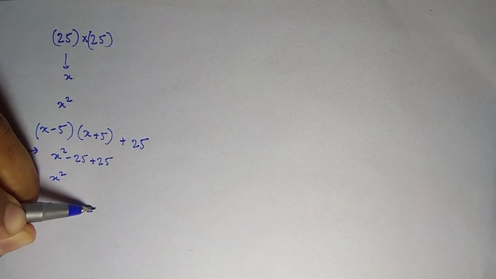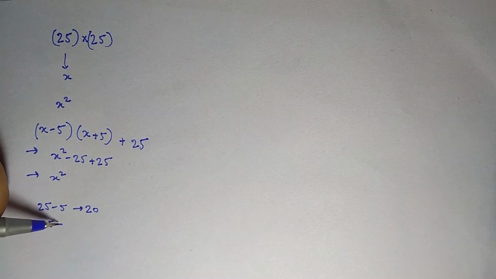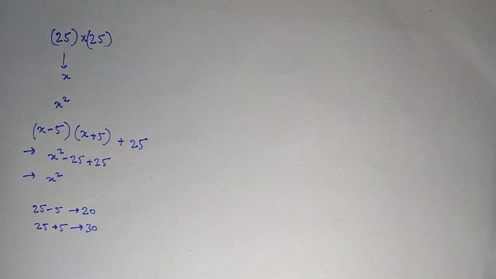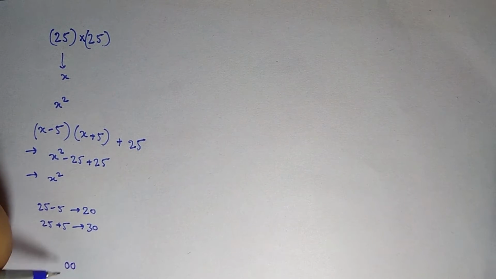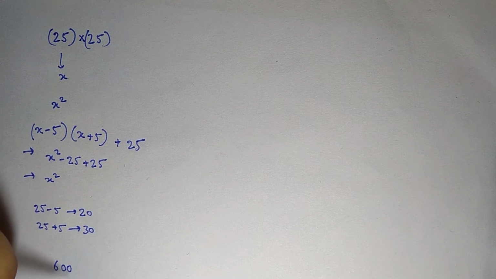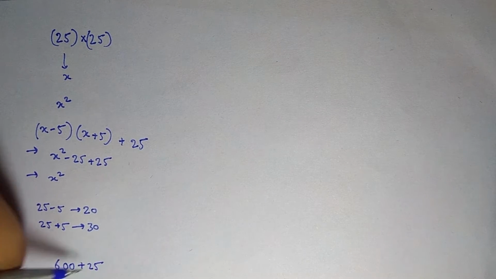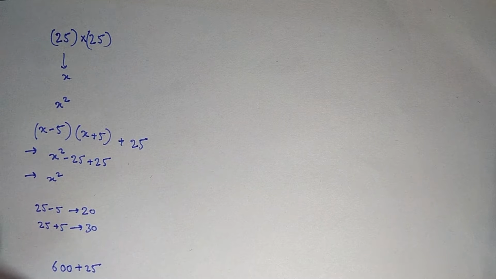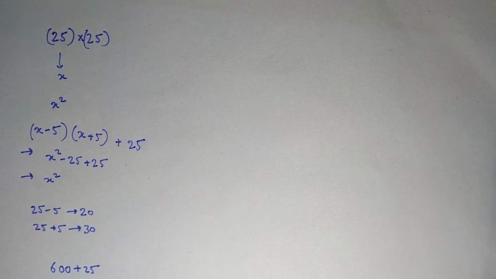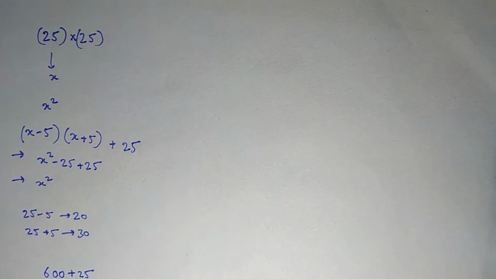Now this seems a pretty long method, but it's not. It's actually pretty easy in the head. So 25 minus 5 is 20, 25 plus 5 is 30. To multiply two numbers with zeros at their backs is pretty easy in fact. All you have to do is multiply the numbers and write the two zeros, that is 600, and adding 25, which will always be there because adding 0 to 25 always gives 25. So 625 is the answer.